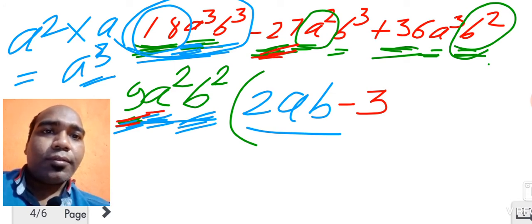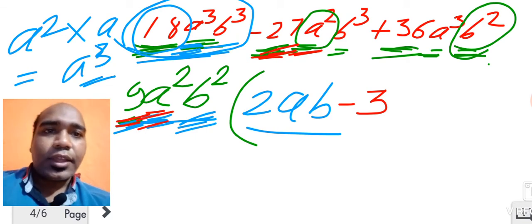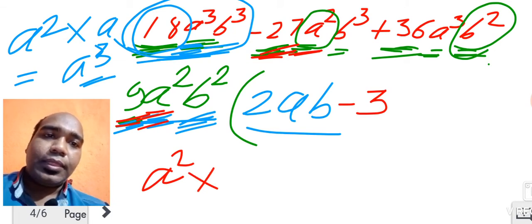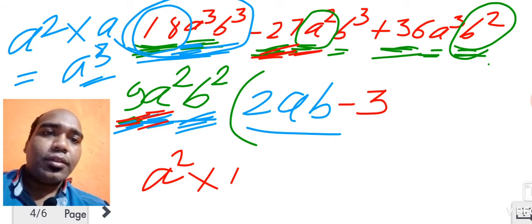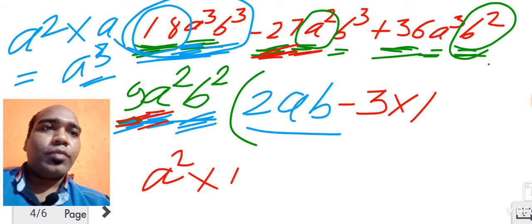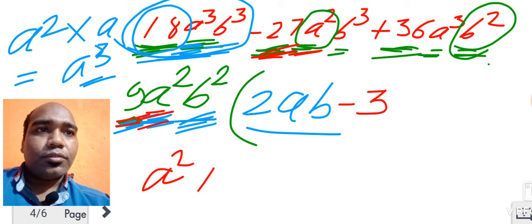Now a square is already taken. Here a square is there and outside the bracket a square is there. So in a square, what will we multiply to get a square? Nothing, or simply we can say 1. No need to write 1. Okay. a square into 1, no need to write into 1, because 3 into 1 is 3 only. So why write 1? Okay. So a square is already taken.